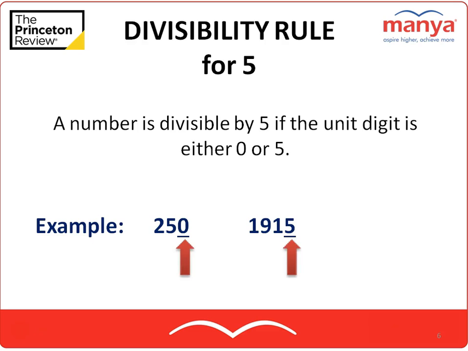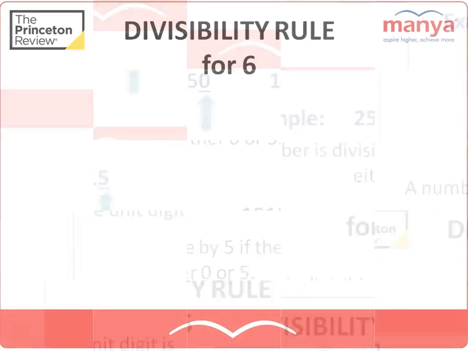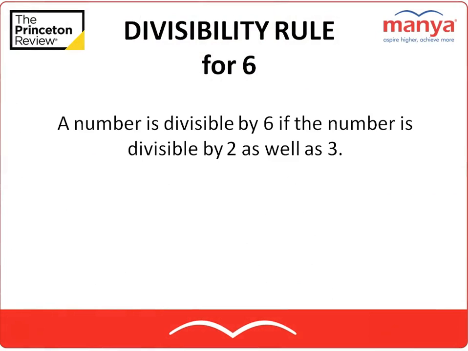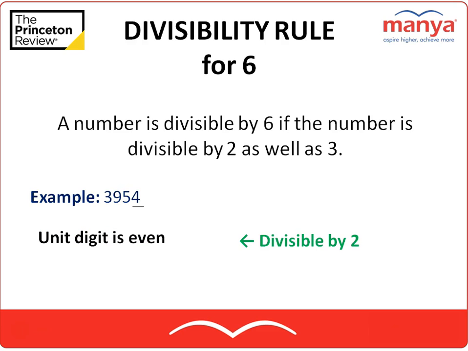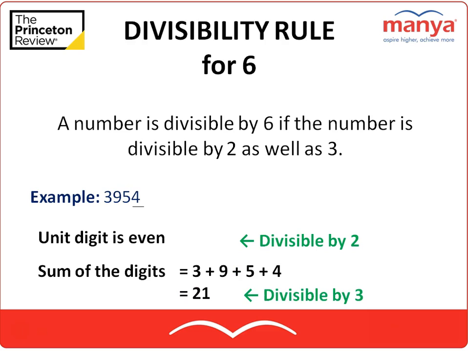Now, the divisibility rule for 6. A number is divisible by 6 if the number is divisible by 2 as well as 3. For example, 3954. Let's check for 2 first. Oh yes, unit digit is 4, which is even. Therefore, this number is divisible by 2. Let's check for 3 now. Oh great, the sum of the digits is 21, thus divisible by 3 too. So we can say that the number 3954 is divisible by 6.